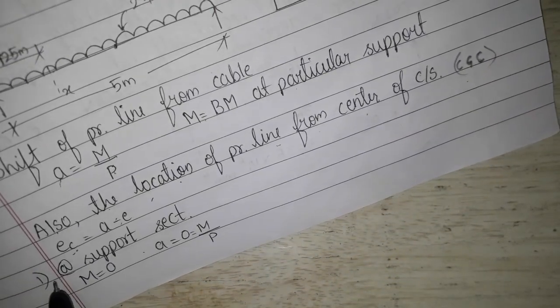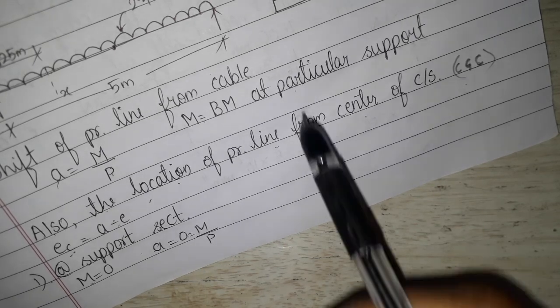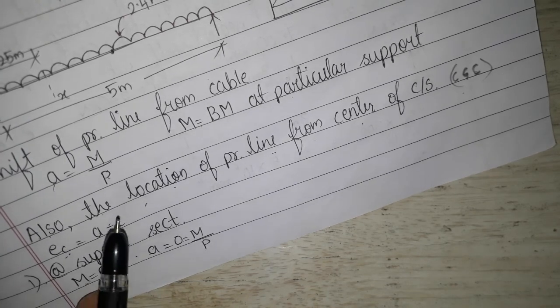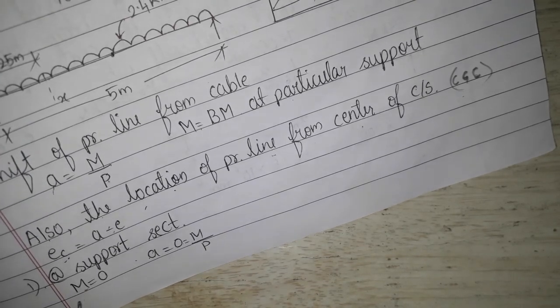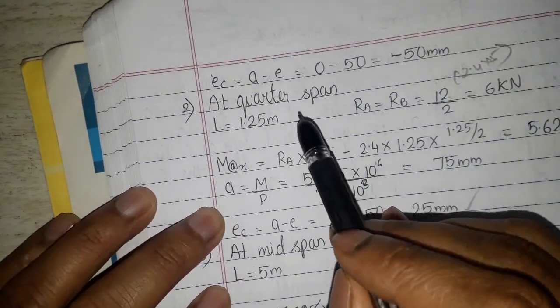Therefore at the support section, M is equal to 0, so automatically A will become 0. Understood? There is no shift of pressure line at support because the moment at support is 0. Therefore EC is equal to A minus E.